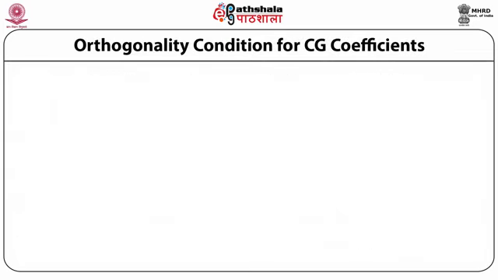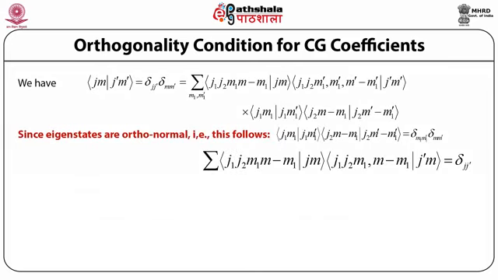Thus, using the above description, we have <J M|J' M'> equal to the Kronecker delta J J' times the Kronecker delta M M', and this is equal to the summation over m1, m1' of <j1 j2 m1 M−m1|J M> <j1 j2 m1' M'−m1'|J' M'> times <j1 m1|j1 m1'> times <j2 M−m1|j2 M'−m1'>.